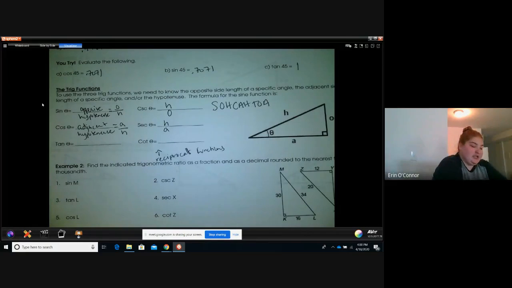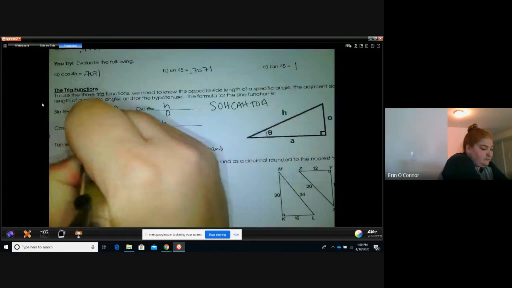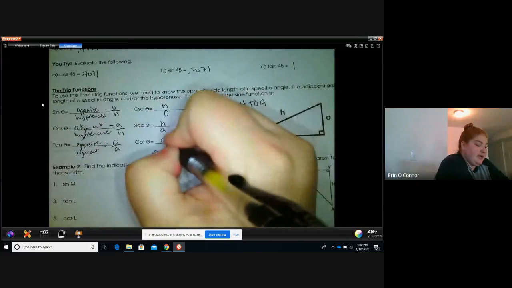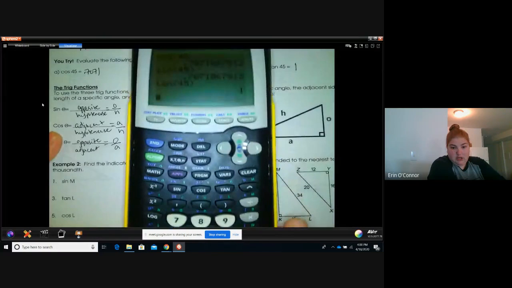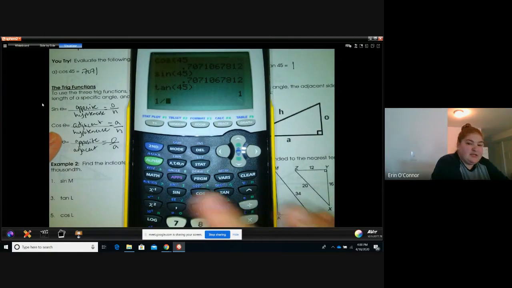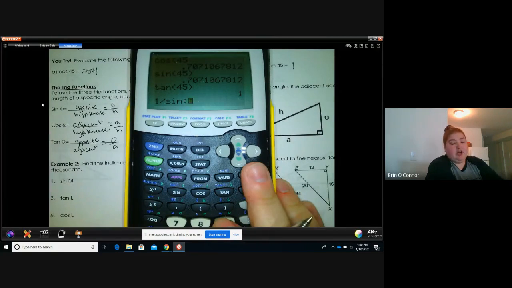And then lastly, tangent, that's the TOA part of this, is opposite over adjacent, or O over A. And then cotangent would be A over O. But if you remember SOHCAHTOA, you should remember everything else. Now, on here, we don't necessarily have secant, cosecant, cotangent, but if you were to do 1 over sine, you would get the same answer because that's doing the reciprocal of it. So you can also do that.